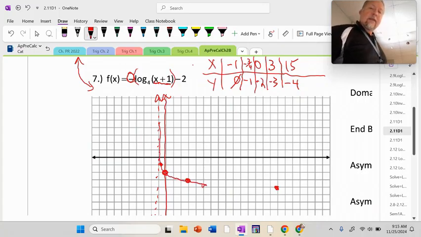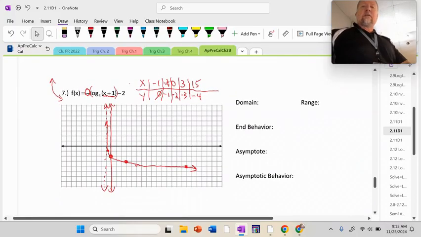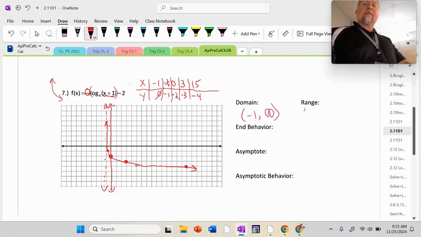I'll go ahead and stamp away. I don't think I need to do 3 of these. It's really just getting through the input-output and knowing what your shape should be looking like. Domain is negative 1 to infinity, not including negative 1. We never get there. Range. My infinities are better today. Thursday, they were terrible.